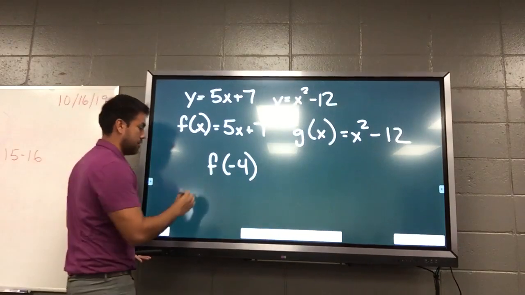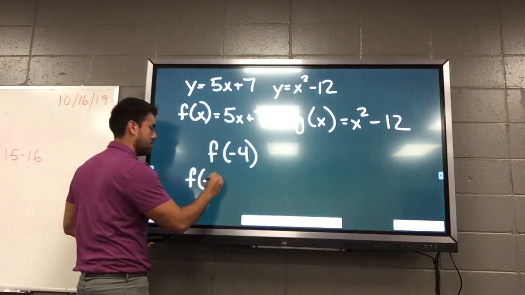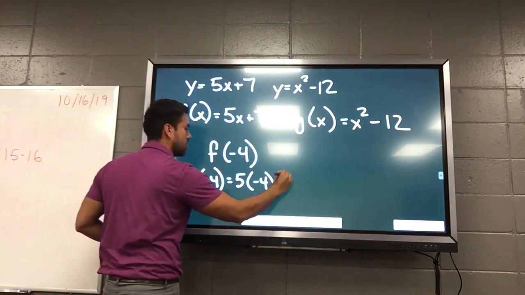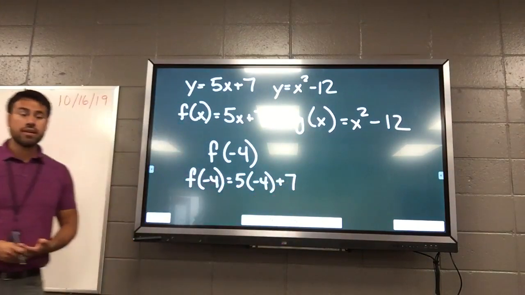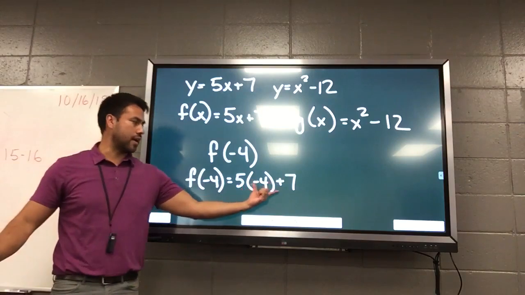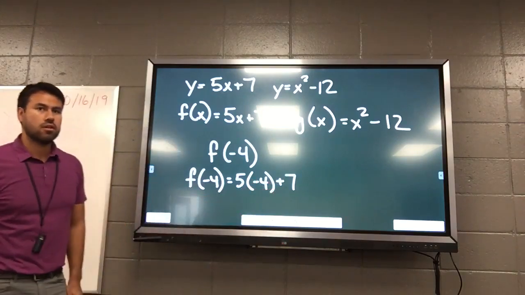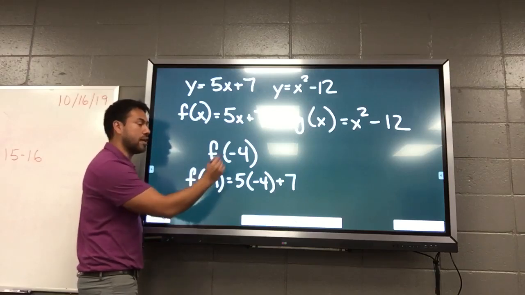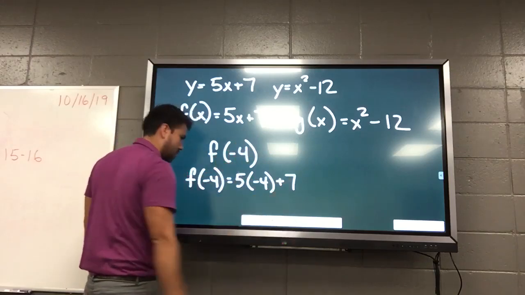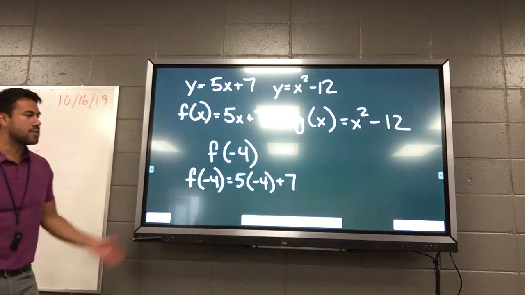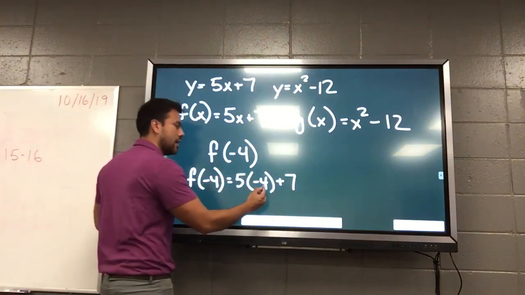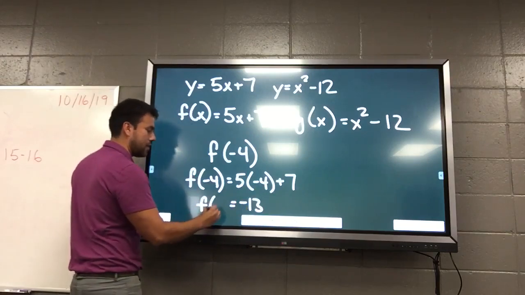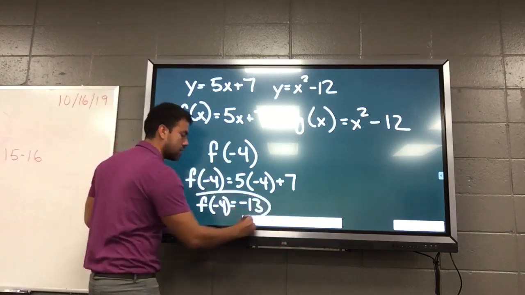So substitute negative 4 for x. You're basically just simplifying, making that simpler. You're evaluating. So your answer is going to be f of negative 4 equals some number, whatever you get when you simplify. So 5 times negative 4 is negative 20, plus 7 is negative 13. So you get f of negative 4 is equal to negative 13.